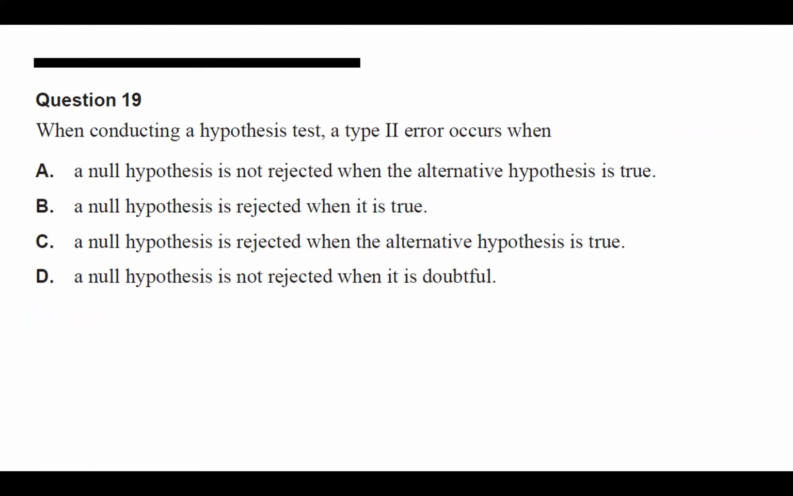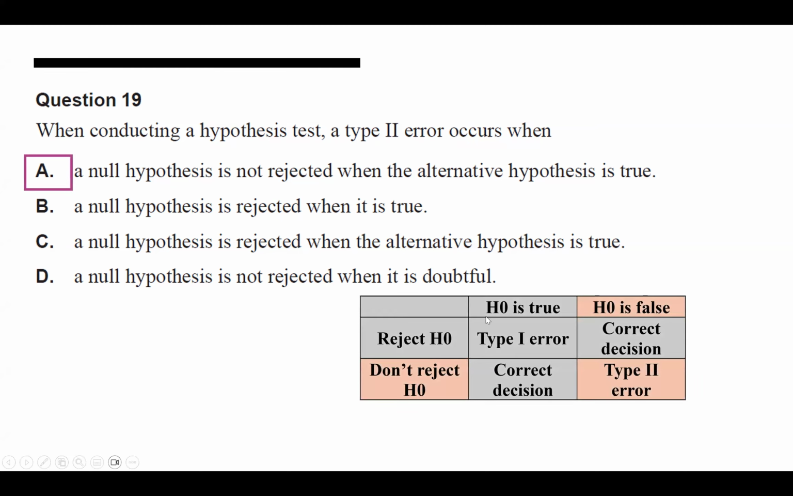Question 19 is a very simple but important conceptual question. If we consider a type 2 error, when we conduct a hypothesis test, let's say for a population mean, what defines a type 2 error? You can always refer to a table like this. I believe you can find a similar table in your specialist maths textbook. This is when you don't reject H0, but your H0 is wrong or H0 is false. This is your type 2 error.